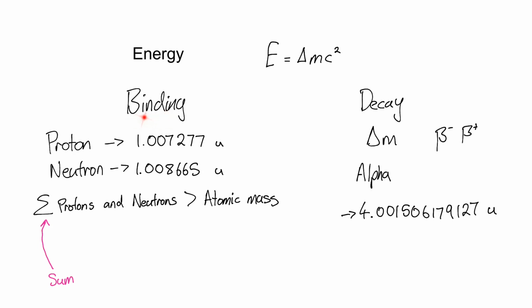So the binding, again, is just looking at the difference between the masses of all the protons and neutrons compared to that of the atomic mass of the atom. And decay is looking at the change of mass before the atom decays and after it, where we can use the masses of the products and the reactants to determine the change in mass and give us our change in energy.